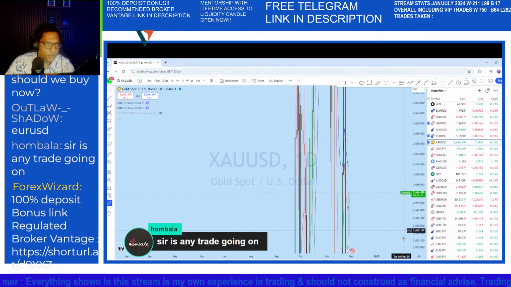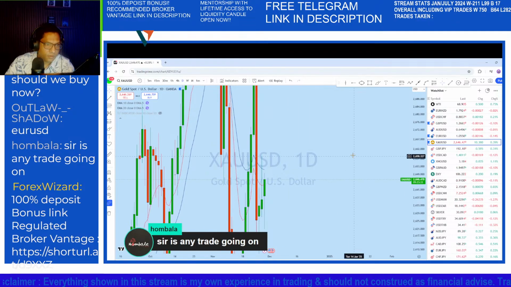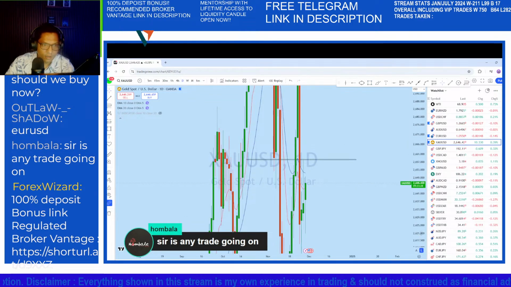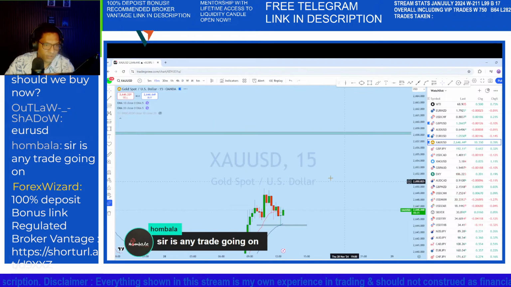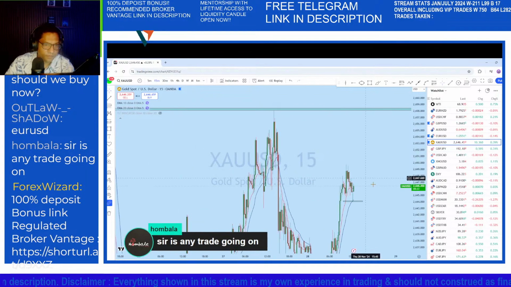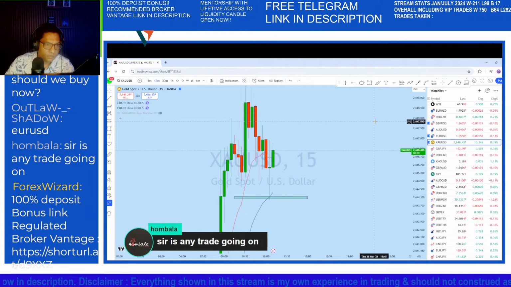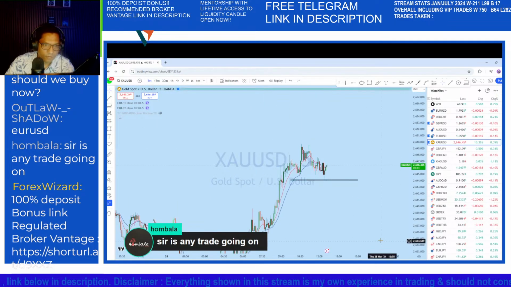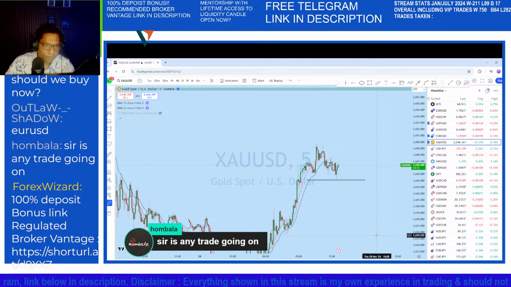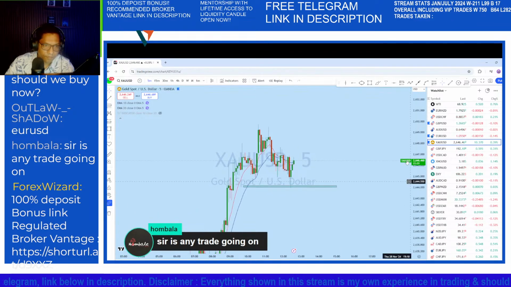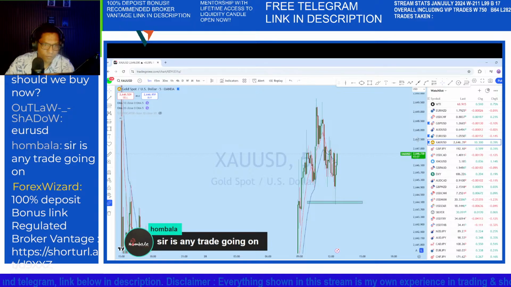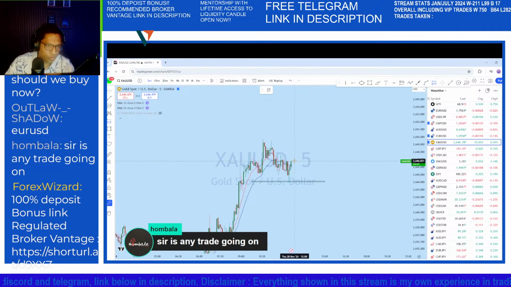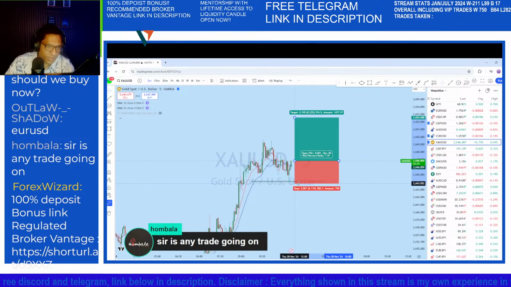Look at the daily. This is the daily high, the previous daily high. 15 minutes. Five minutes. So I will be interested to go bullish on XAUUSD, with stop loss kept below this low.